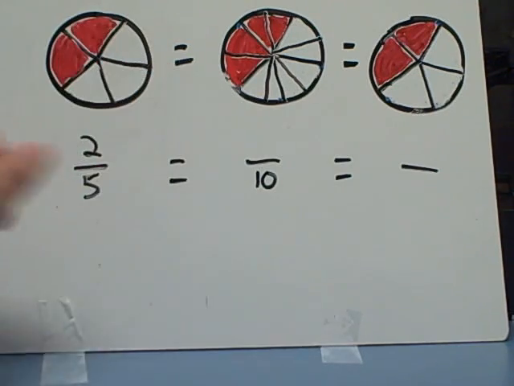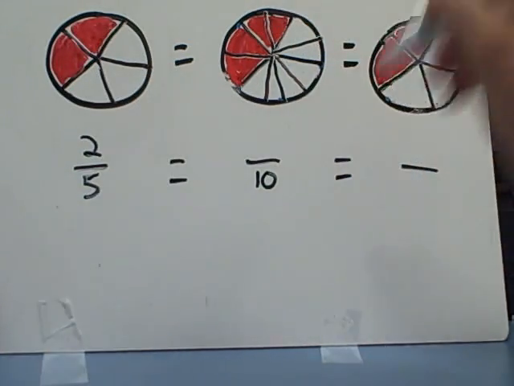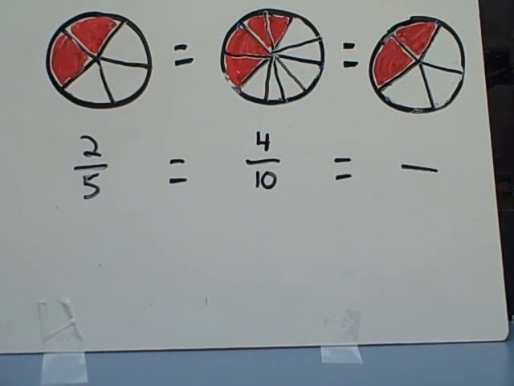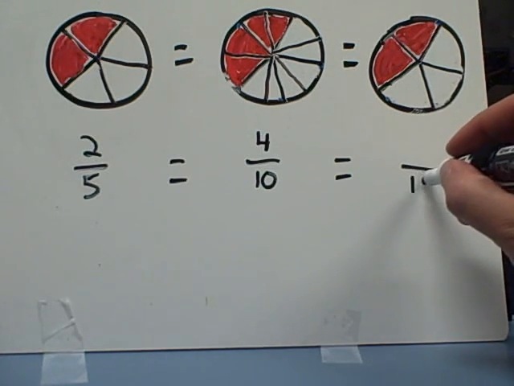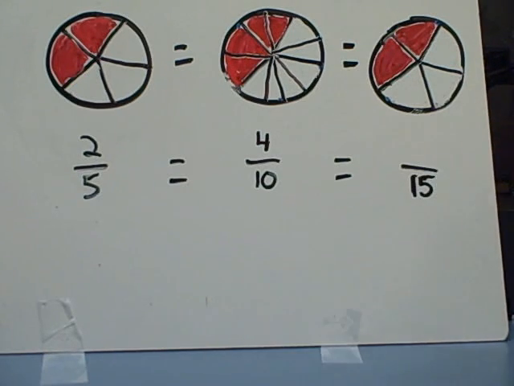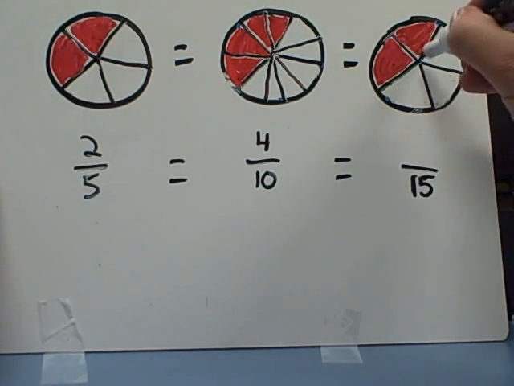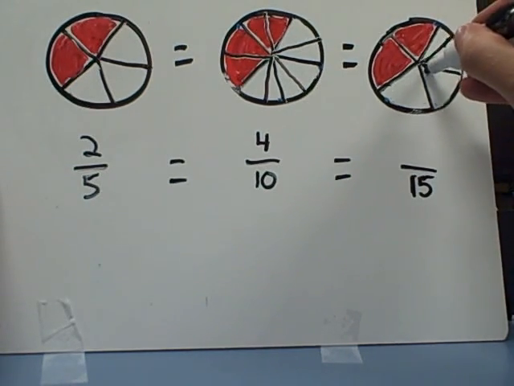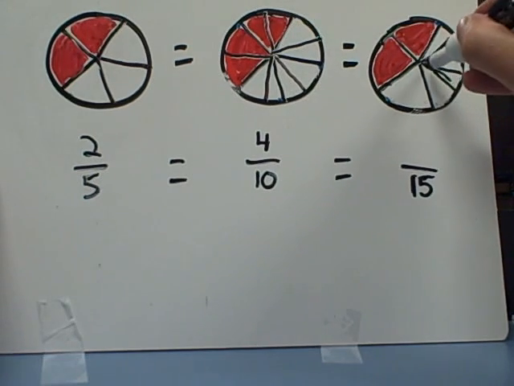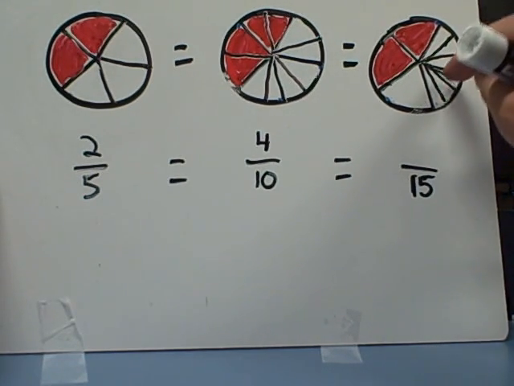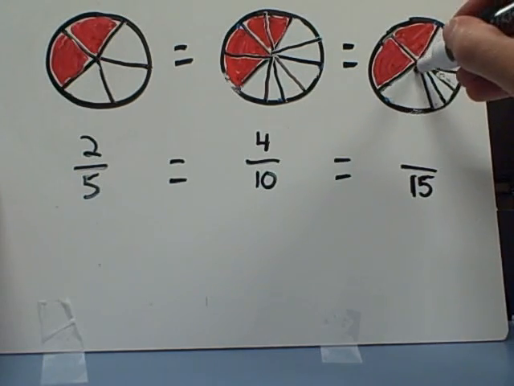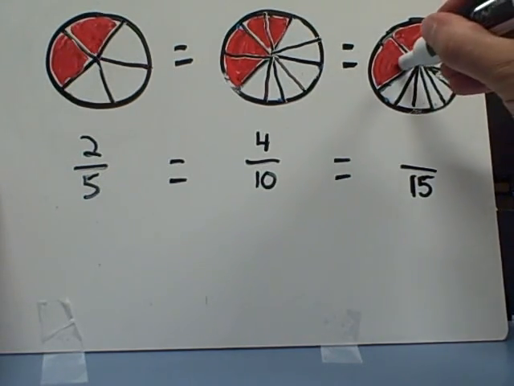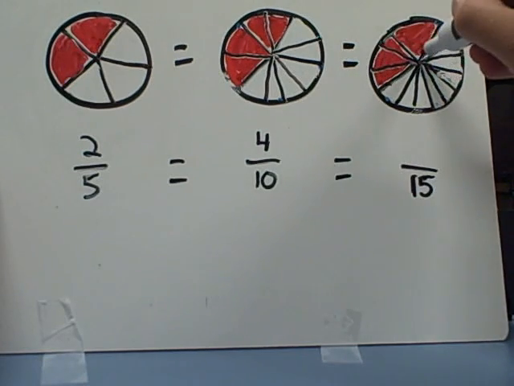Question is, how many are shaded? Well, if 2 out of 5 are shaded, 1, 2, 3, 4 tenths are shaded. 2/5 equals 4 tenths. Now we're going to try it one more time. I'm going to have to be very careful here and try to make 15ths. All right. And I'm going to split each 5th into 3 more. Almost there.